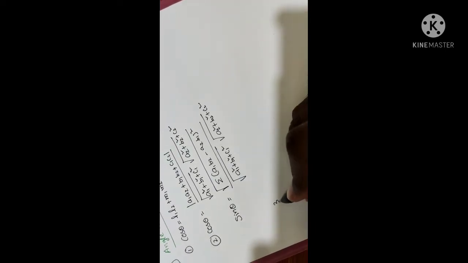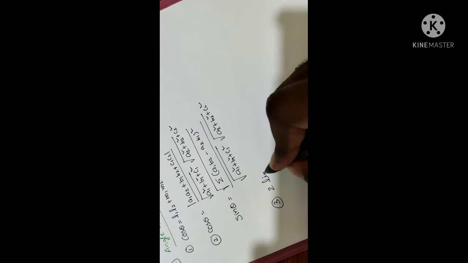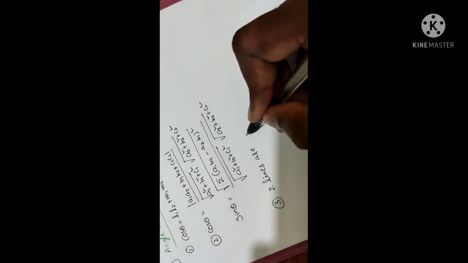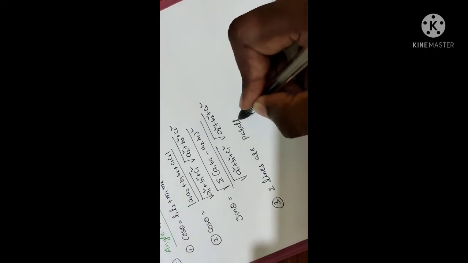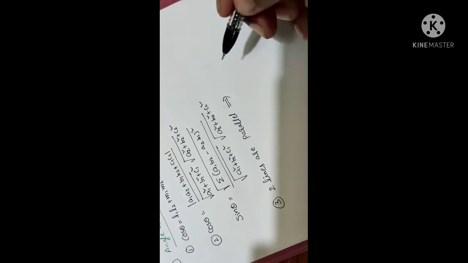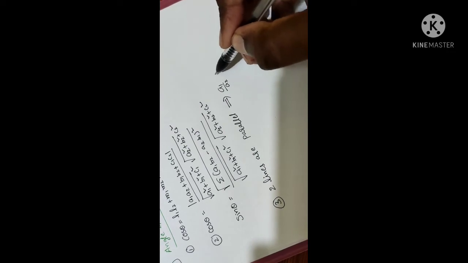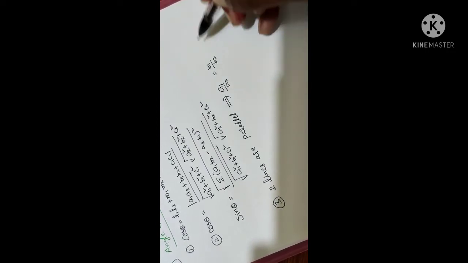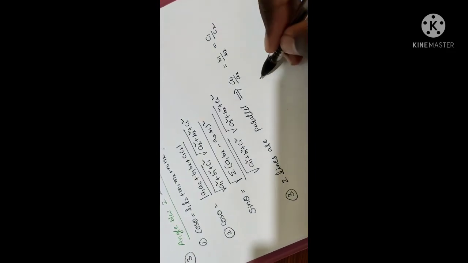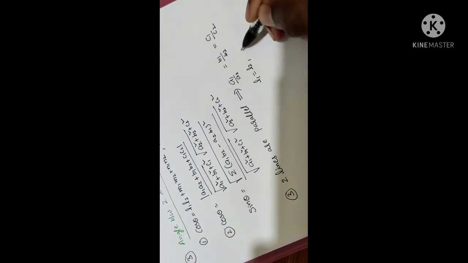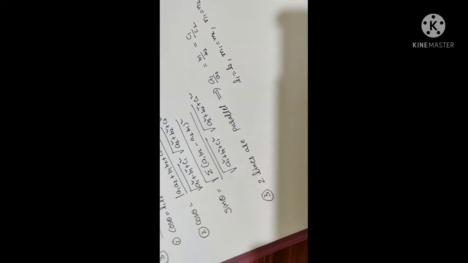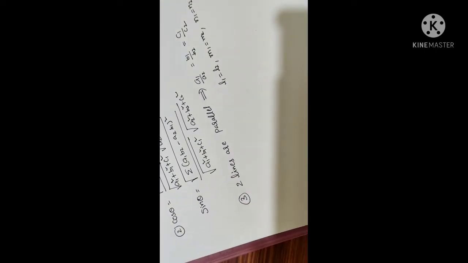Third one. If two lines are parallel, we have two conditions. First, the condition in DRs: A1 by A2 is equal to B1 by B2 is equal to C1 by C2. Similarly, in DCs, L1 is equal to L2, M1 is equal to M2, N1 is equal to N2. These are conditions for parallel lines in both DCs and DRs.